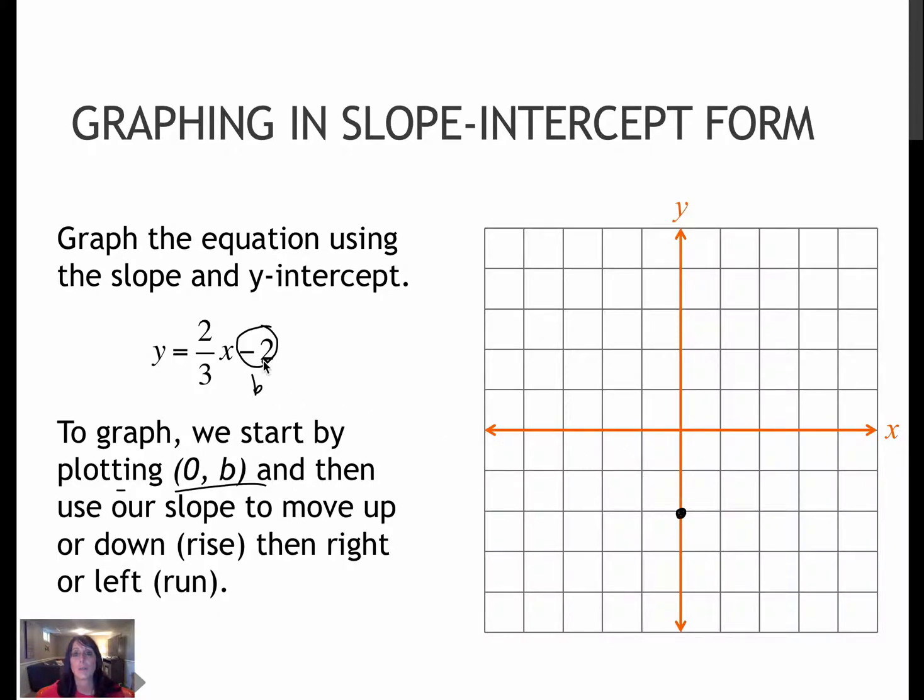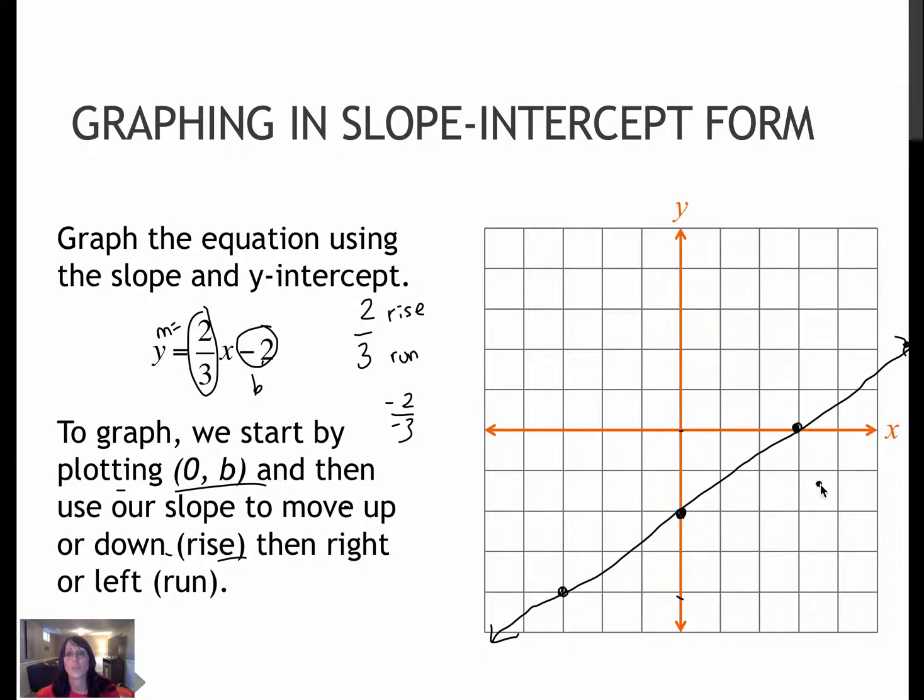And then I'm going to use my slope to move up or down, which is my rise, then right or left, which is my run. So my slope is 2/3, which means a rise of 2 and a run of 3. So I'm going to rise 2, run 3, rise 2, run 3, as many times as I want. Now, let's say I had to have 3 points, but I ran out of room. Remember that 2/3 is the same as negative 2 over negative 3. So I could have a rise of negative 2 and a run of negative 3. And notice that's still on that nice same line that I drew for the other points.